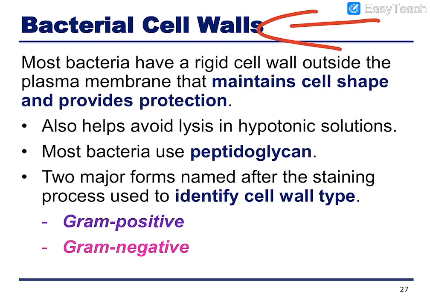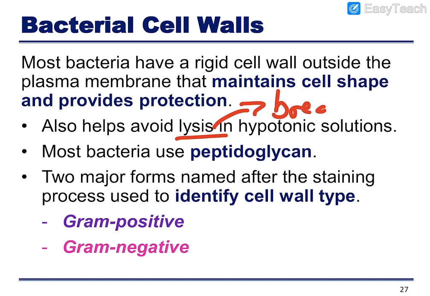Let's talk about the structure of the cell walls of bacteria. So most bacteria have a rigid wall outside the plasma membrane that maintains the cell shape and provides protection. The cell wall also helps avoid lysis in hypotonic solutions. If you don't know what lysis is, it's the breakdown of the cell. Most bacterial cell walls are composed of peptidoglycan.